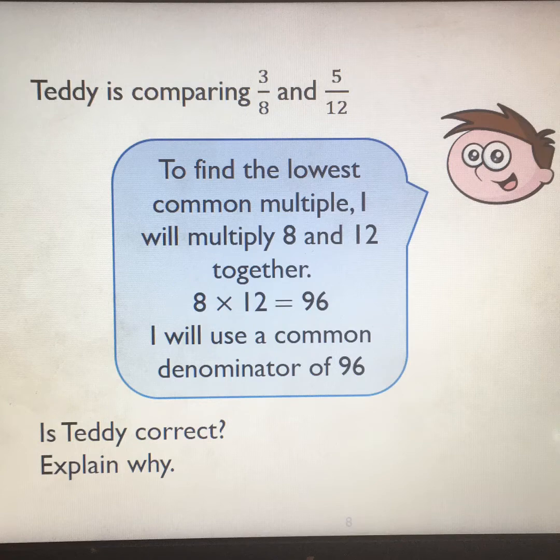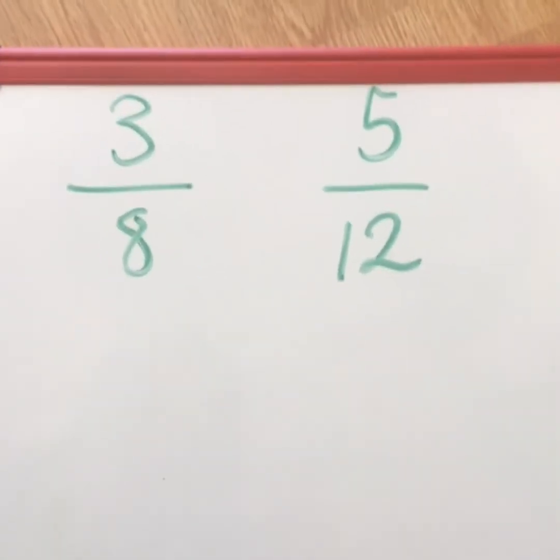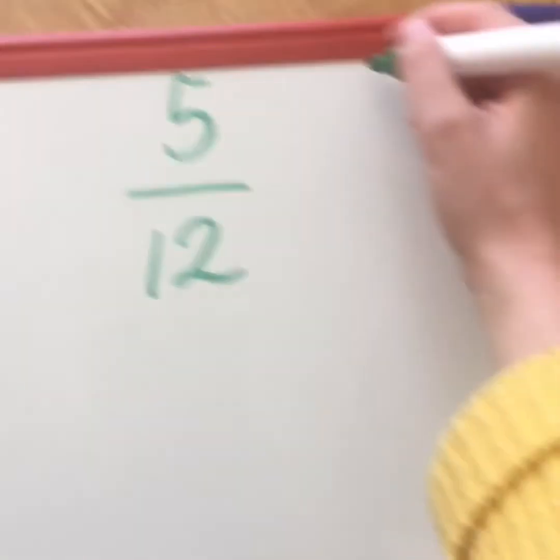Hopefully, you can see that although you could use 96 as the common denominator, it's not the lowest common multiple. And this is a mistake that lots and lots of people make. They think, oh, well, I'll just times the denominators together and that's going to help me find the common denominator. That will find you a common denominator, but it's not always the lowest one, and therefore it's not always the easiest.